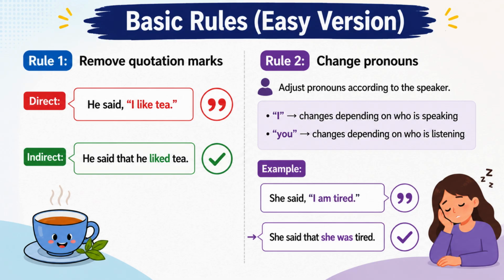Rule number two, change of pronoun. If you see the previous example, "I like tea," here it changed to "he liked tea." I becomes he. In the same way, based on the pronoun, we change the consequent pronoun. Like if it is you, that depends on who is listening.